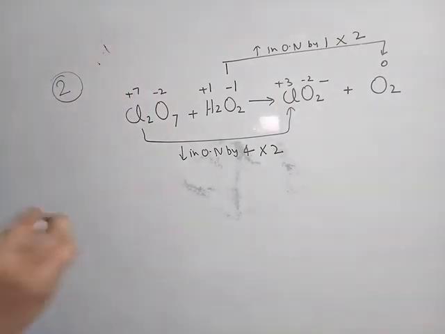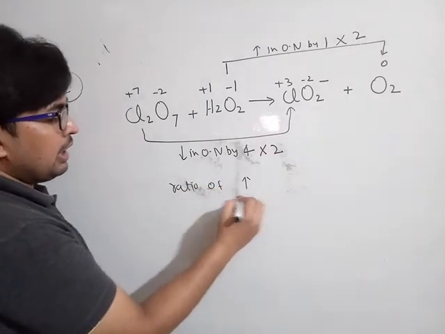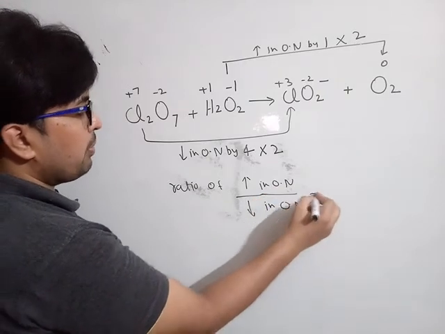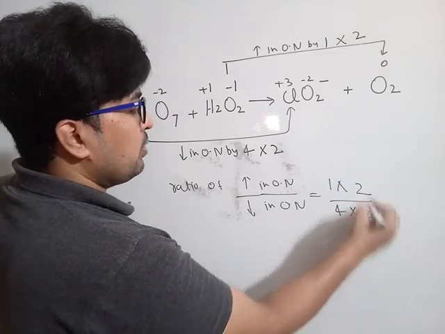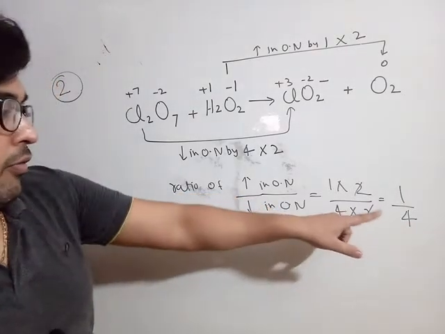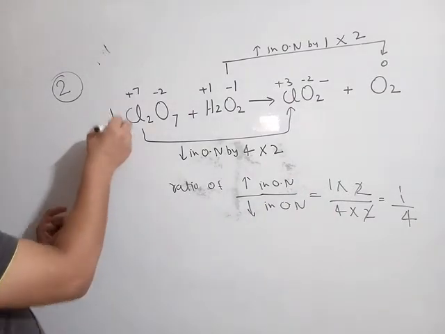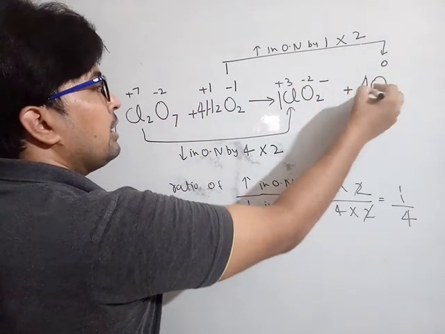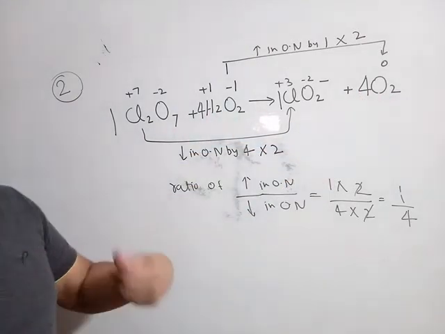Next, if I take the ratio of increase and decrease in oxidation number, we have an increase of 1 into 2 and a decrease of 4 into 2. So the ratio will be 1 upon 4. We'll cross multiply: 4 into the increase and 1 into the decrease. So I have written 1 here and 1 here, and 4 here and 4 here. In this way we have balanced the oxidation number. What will be our next step?